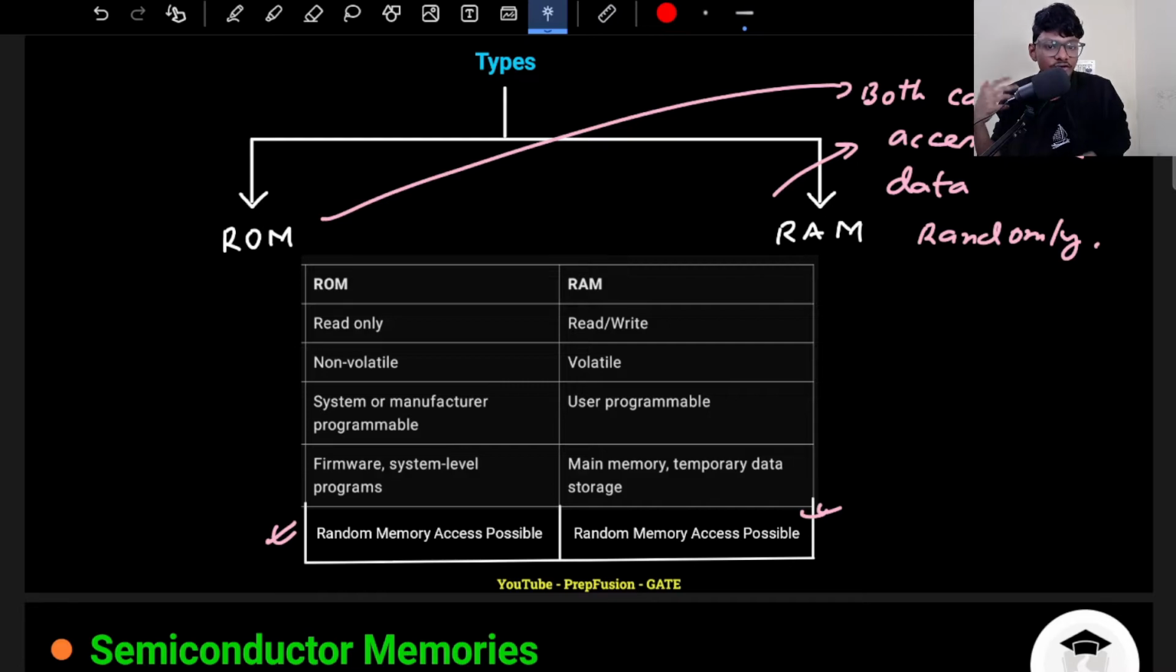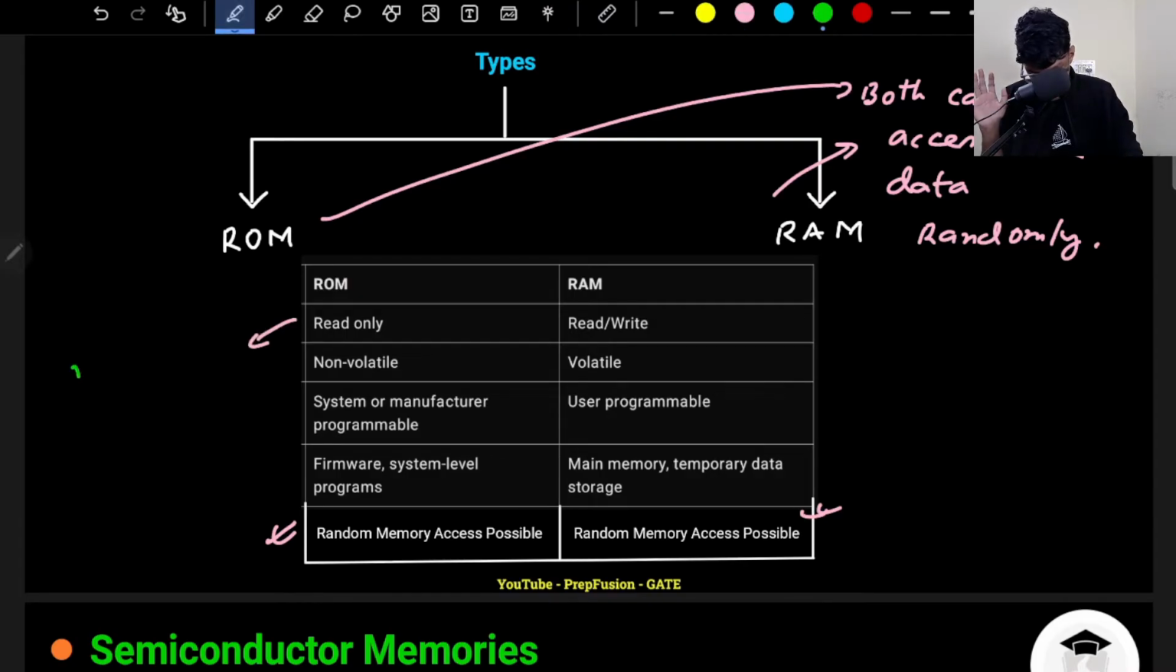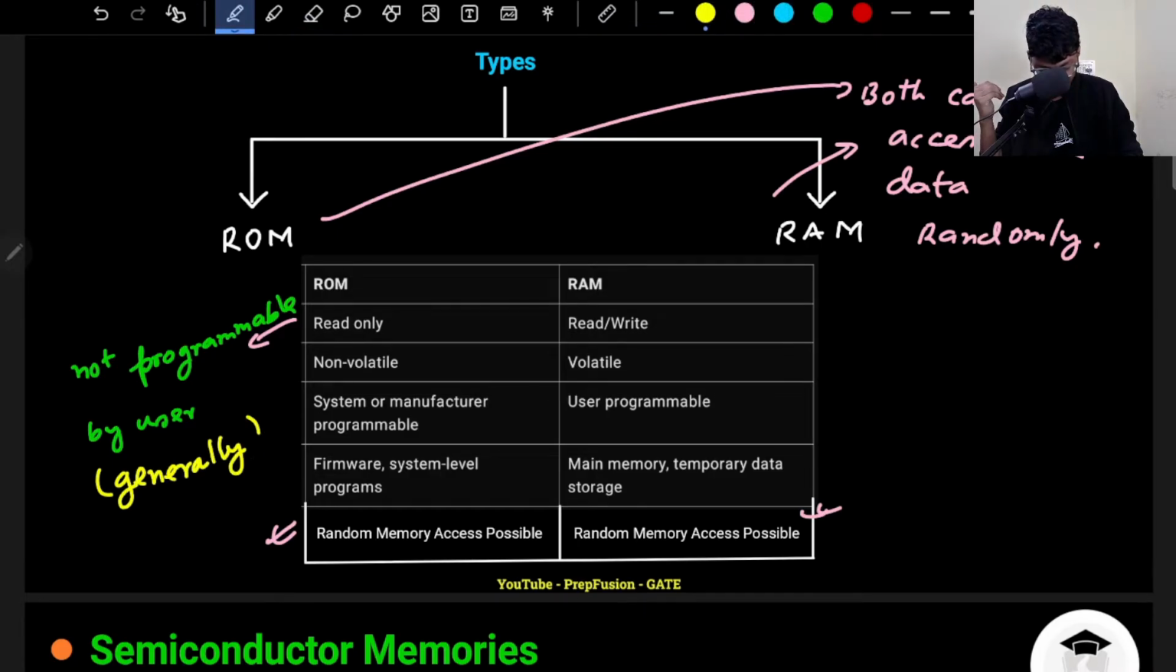This is mainly used in firmwares and all those things where the user is generally not programming it. So generally it is not programmable by user. This is what I'm generally talking about. Sometimes there are a few types of ROM which can also be programmed. I will discuss those towards the end of this lecture.